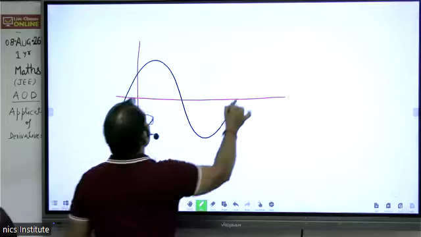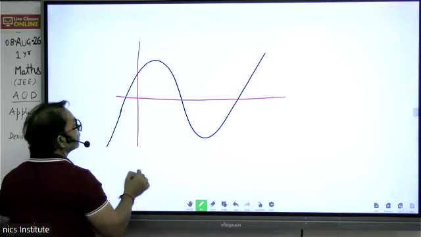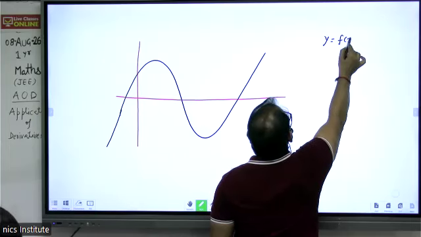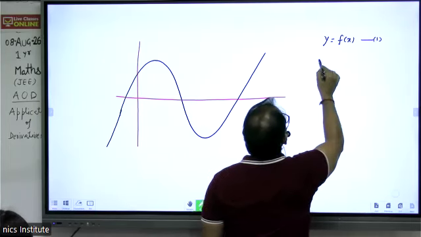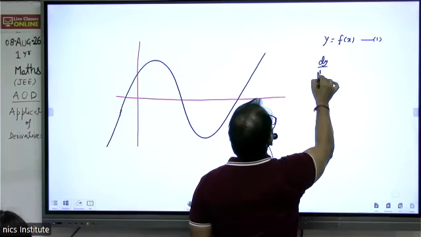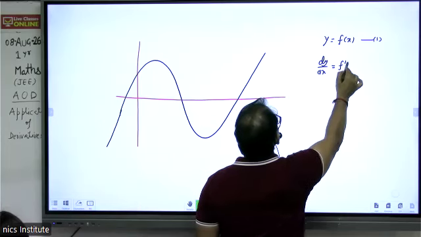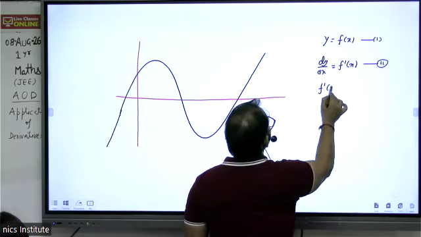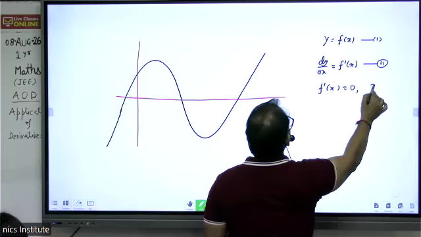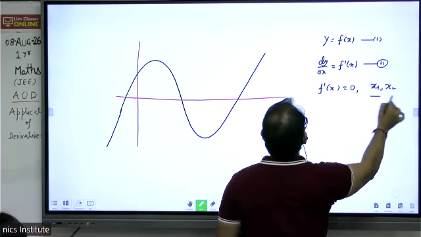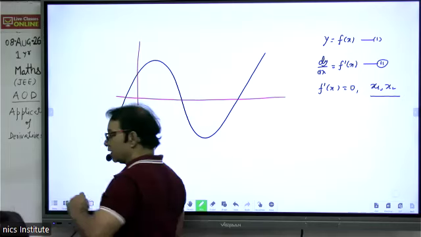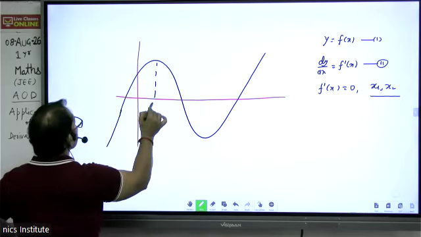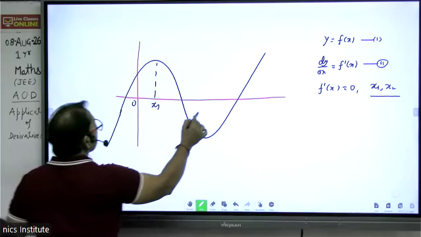So this is the graph. This is the function. Equation number 1. I differentiate this, get dy by dx or f dash x. Equation 2. Then third step, equate it to 0. Solve for critical points. These are points of extremum. They can be points of maximum also, or points of minima also. Here, this is x1 and this is x2.